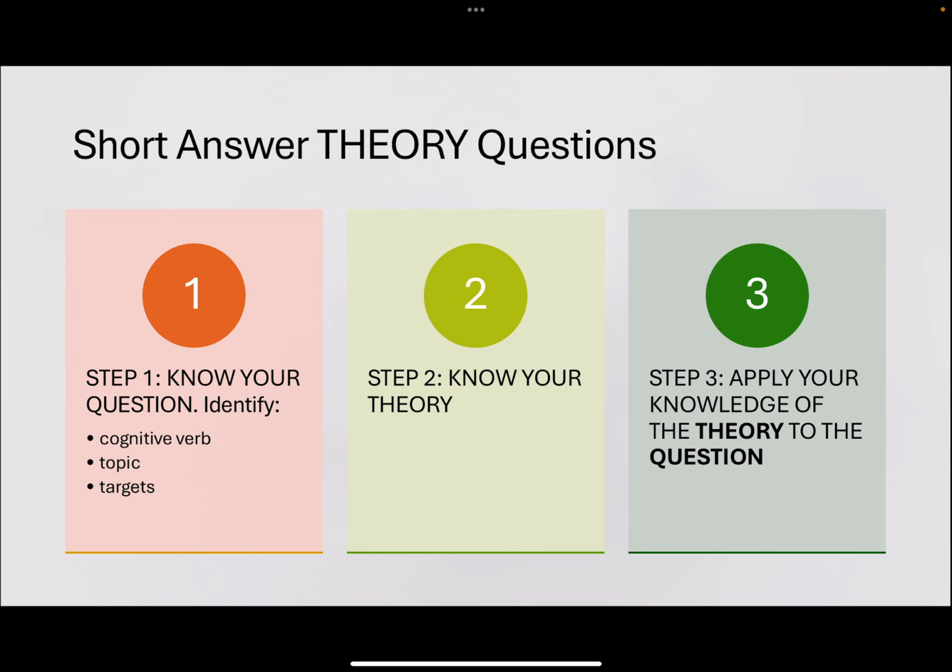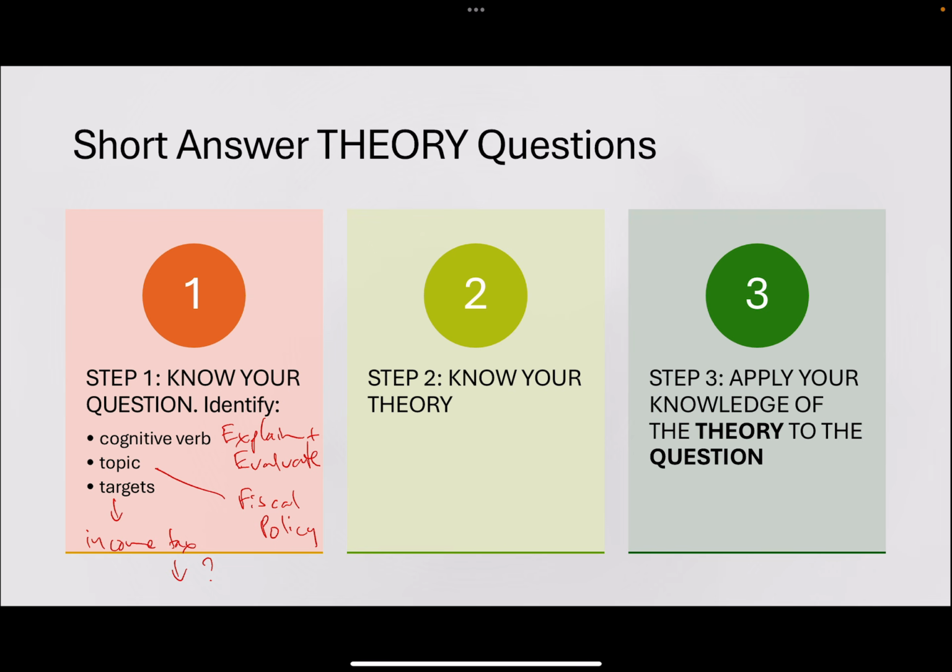So once again, let's have a think through a bit of a structure we can use for these questions. Step one, know your question, identify our cognitive verbs. In this case, we'll put an explain, and I'm actually going to add an extra one there. You're going to have to evaluate something. Should they reduce income tax? The topic we're really looking at here is fiscal policy, and the target is income tax and should it be reduced? That's what we're thinking about.